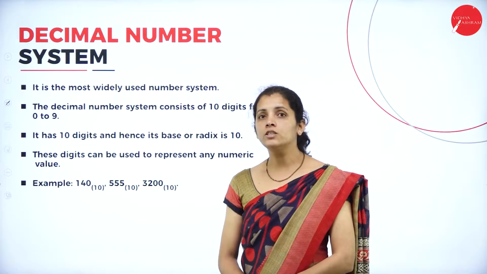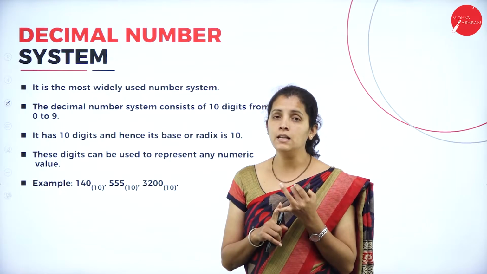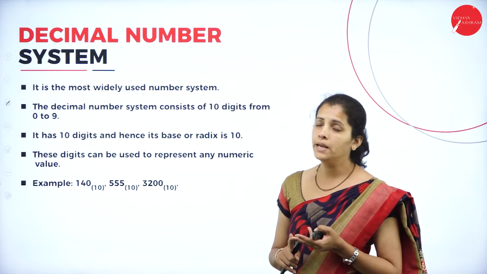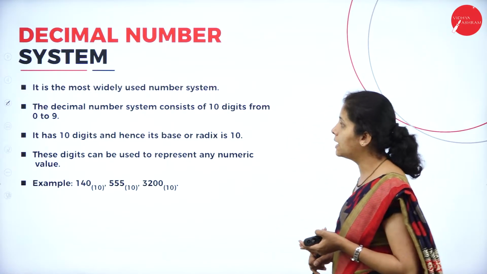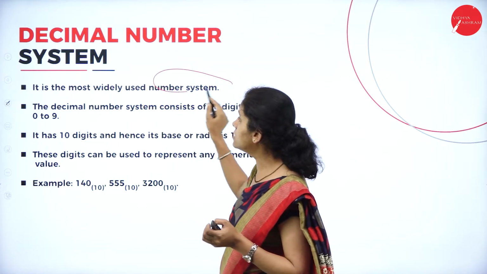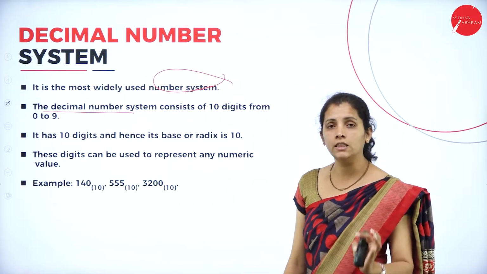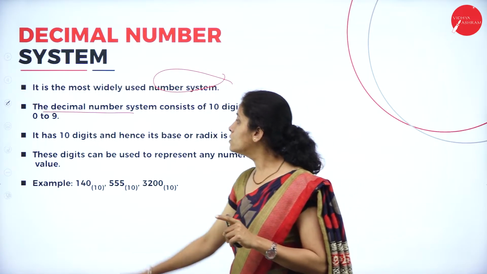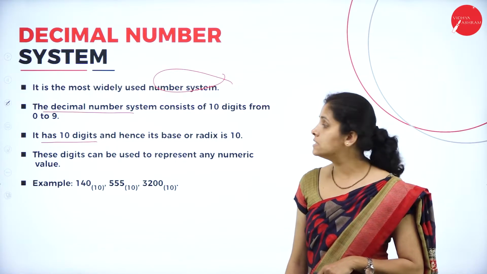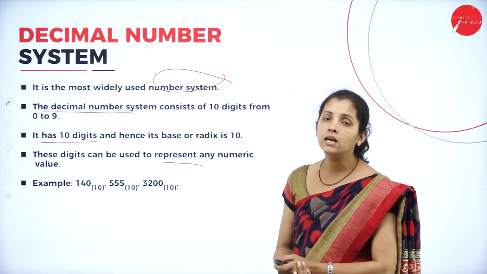Positional number systems are classified into 4 different types: decimal, octal, binary and hexadecimal numbers. At the beginning, I'm going to have the decimal number system, which is the most widely used number system. The decimal number system consists of 10 digits, that is 0 to 9. Hence the base or radix here is 10, and it is mainly used to represent any numerical value.